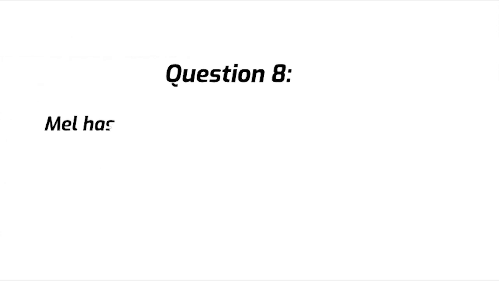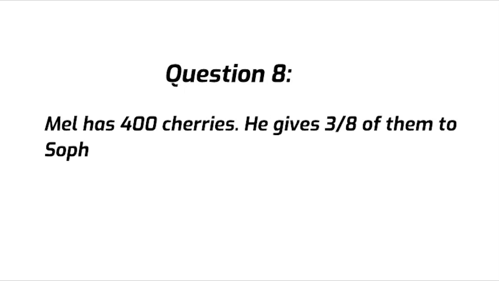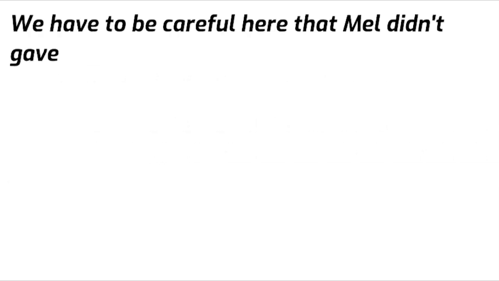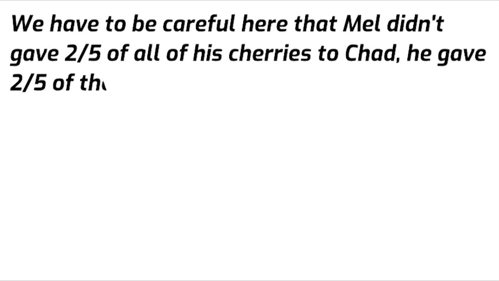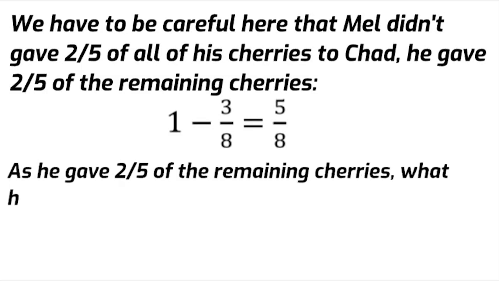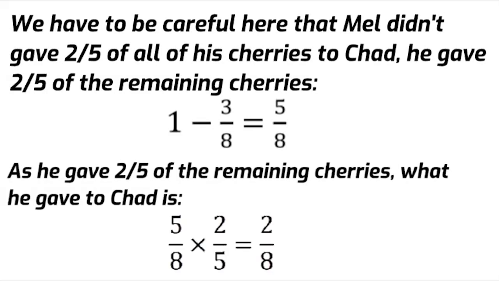Mel has 400 cherries. He gives 3/8 of them to Sophie and 2/5 of the rest to Chad. How many cherries have left? We have to be careful here that Mel didn't give 2 over 5 of all of his cherries to Chad. He gave 2 over 5 of the remaining cherries. 5 over 8 of them was left. So, he gave 2 over 5 of 5 over 8, 2 over 8.